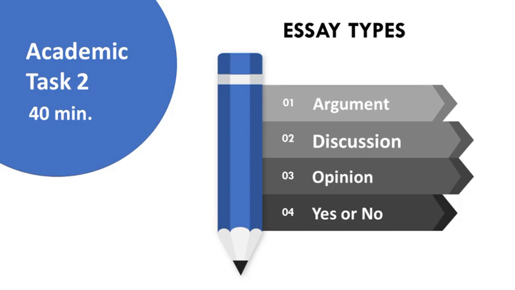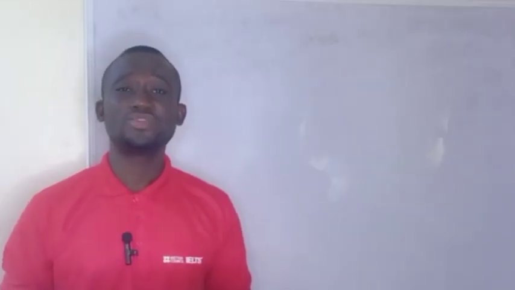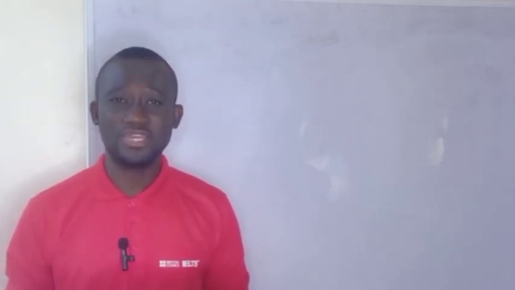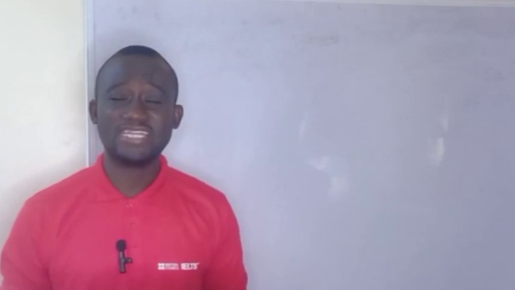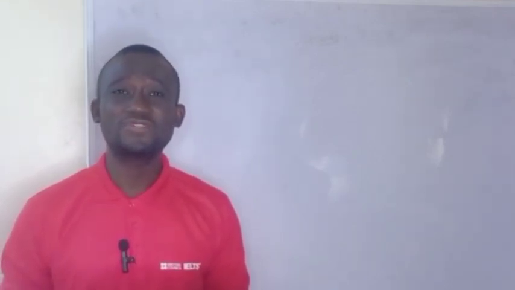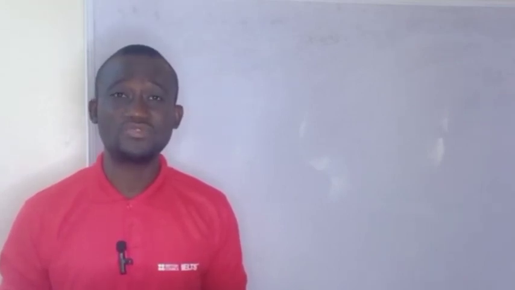Now, let's talk about academic training module. That's the task 2 criteria. Do not forget that in task 1 criteria, the first criterion we spoke about was task achievement.